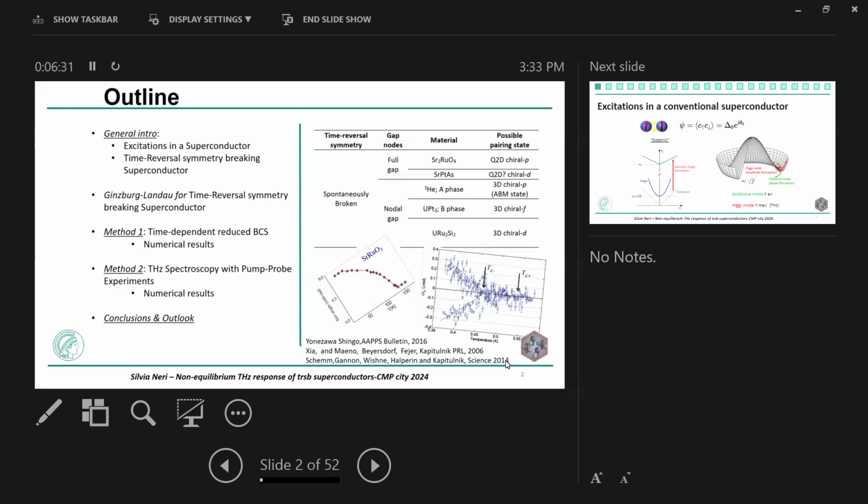So as we heard also this morning, there are many materials that we guess could break spontaneously time reversal symmetry. And in this table, there are a few of these guesses. Essentially, the experimental detection of this time reversal symmetry breaking is kind of complicated because there are signatures that can be detected experimentally, but maybe there's not always an agreement on those. And the motivation for this work is that we want to suggest another way, which is looking at the spectroscopic signatures of time reversal symmetry breaking within the Higgs range.